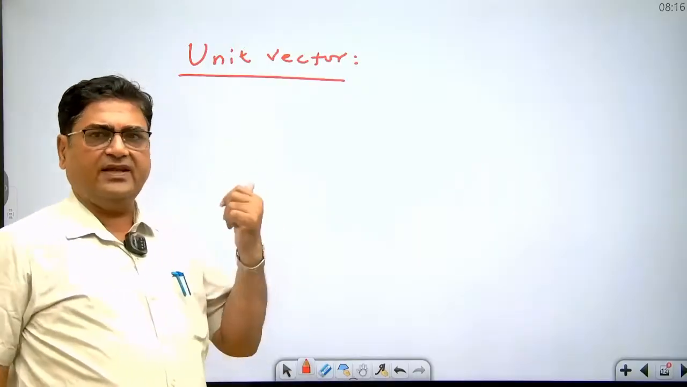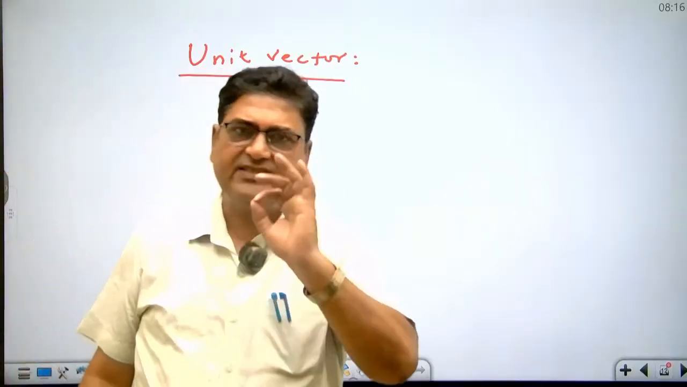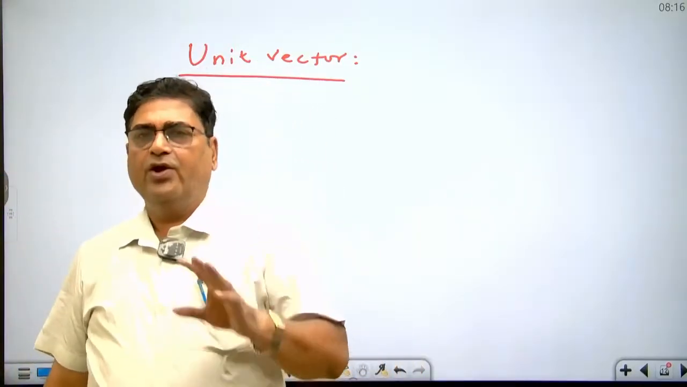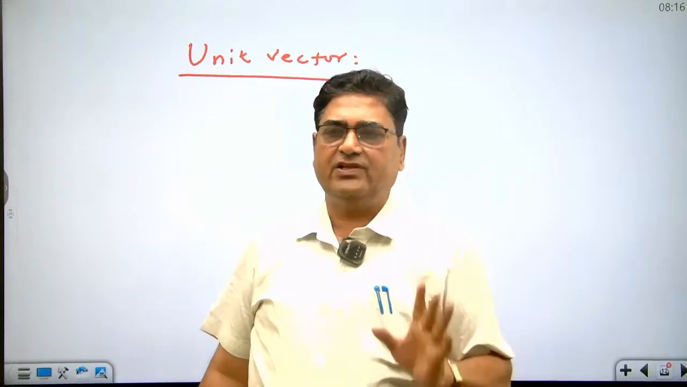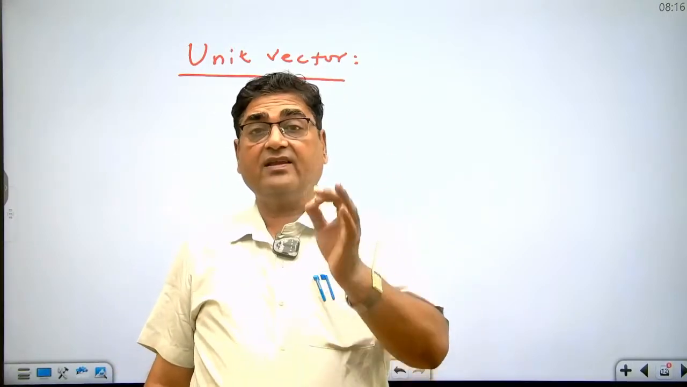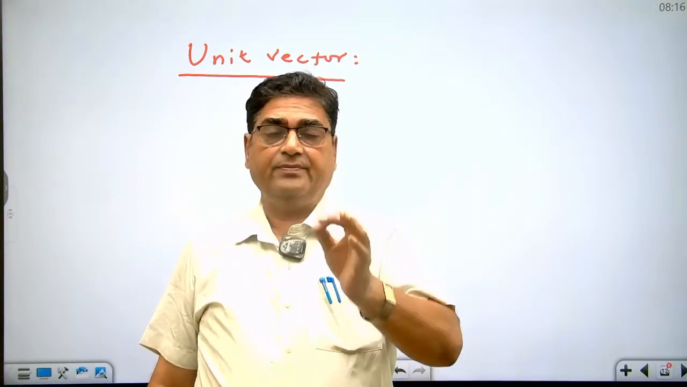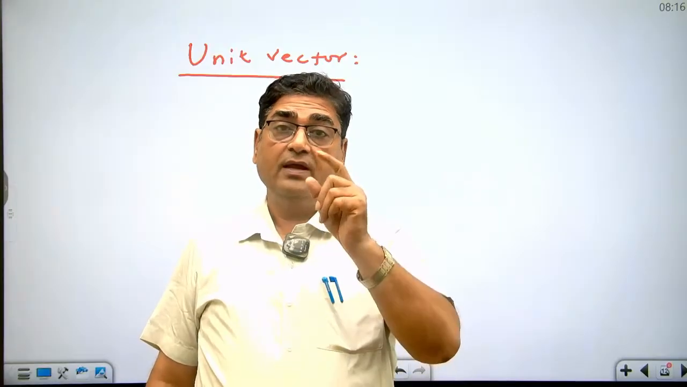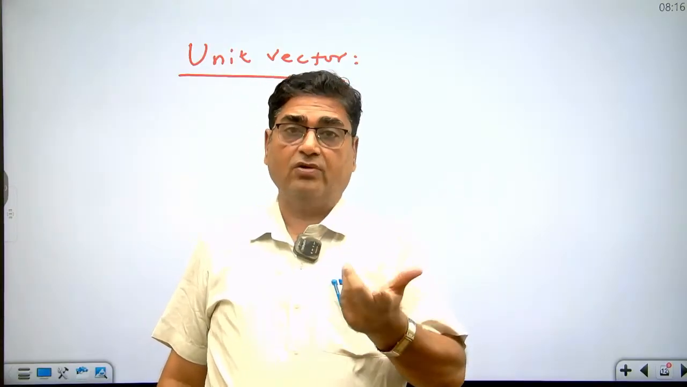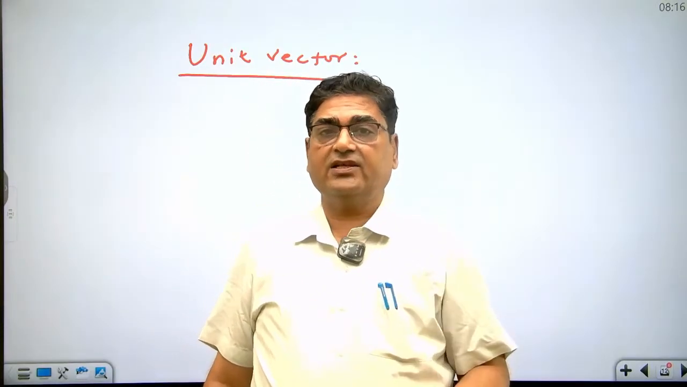Dear student, as the name indicates, unit vector: if it is a vector, it has direction and magnitude. Unit vector means its magnitude is 1. So any vector can be said to be a unit vector if it has a direction and its magnitude is equal to 1. And what is the role of a unit vector? It indicates the direction of a given vector.